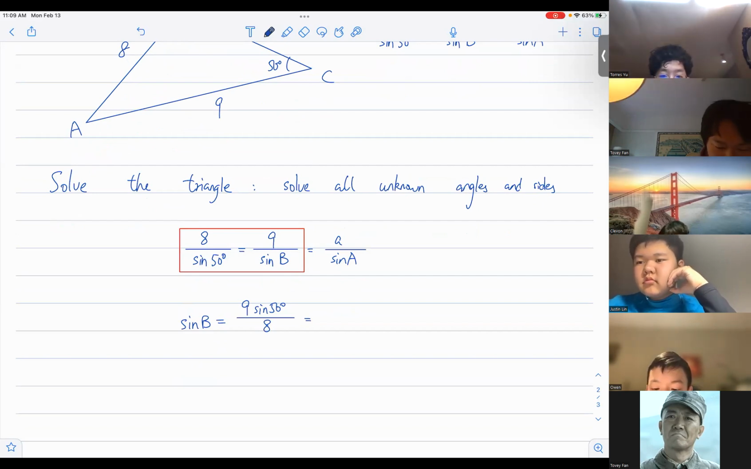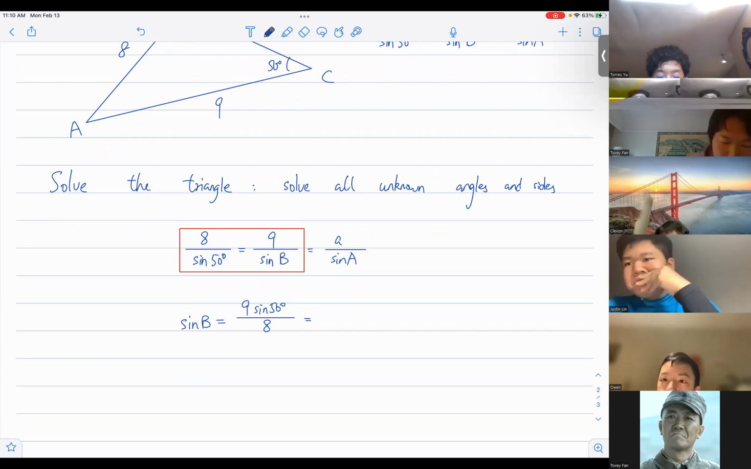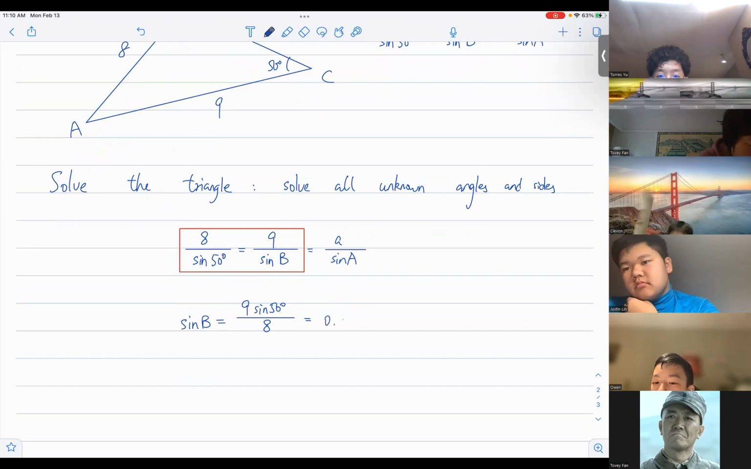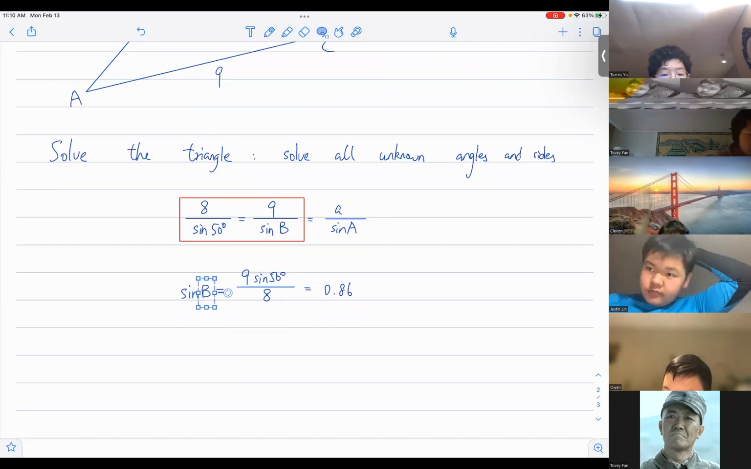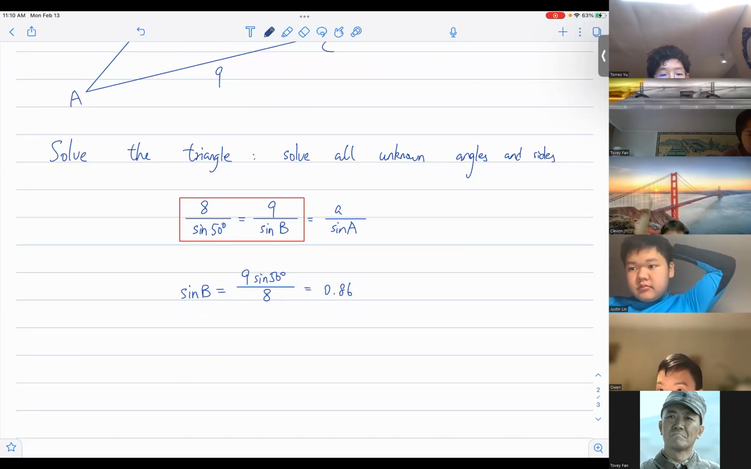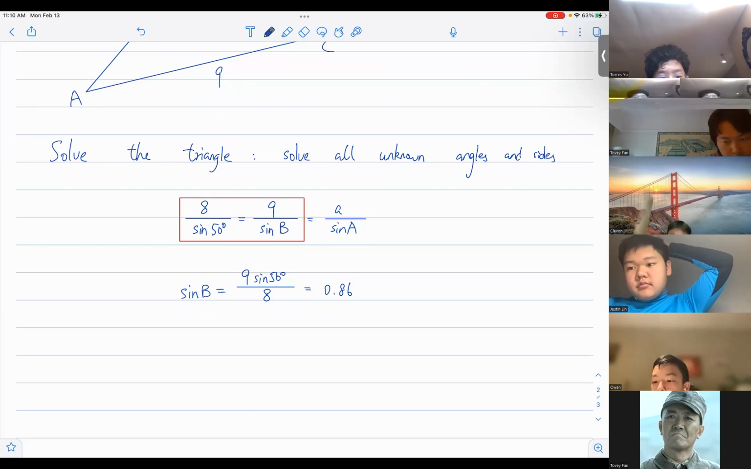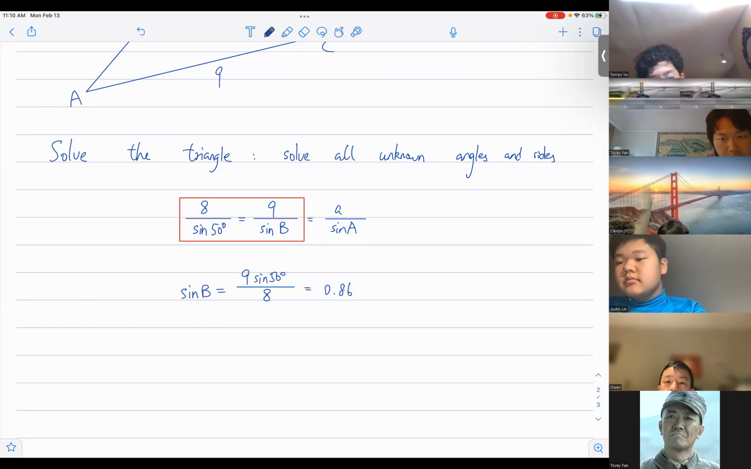9. Okay, and what is the answer? Use a calculator. This is roughly 0.86. Okay, so how do we find angle B? Sine inverse. Inverse sine, good.